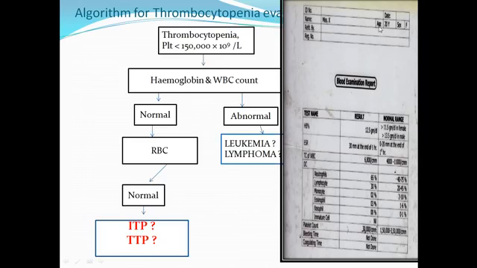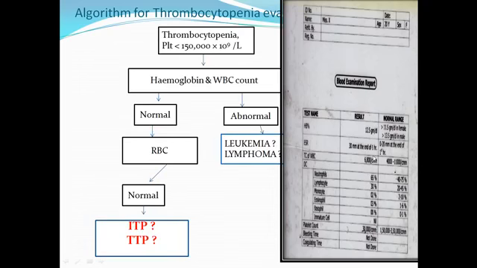Miss X, age 20, female, thrombocytopenia. Here is a thrombocytopenia. So if we look towards hemoglobin and WBC count, hemoglobin is virtually normal, WBC count almost normal. So hemoglobin and WBC count are normal, no abnormality here. So it may not be a case of leukemia or lymphoma.